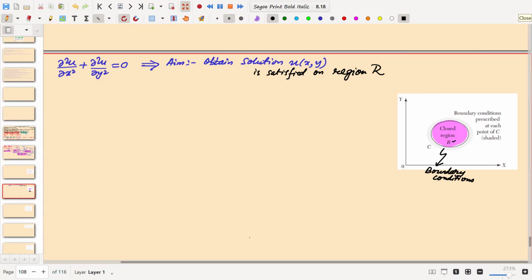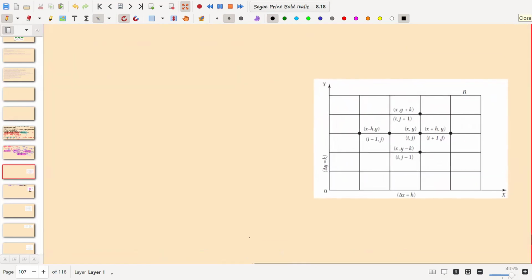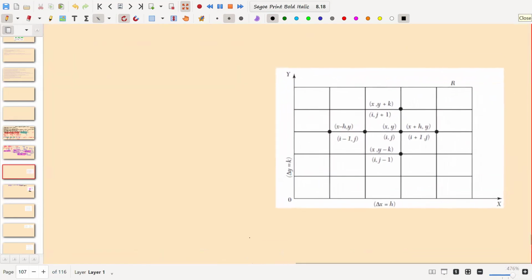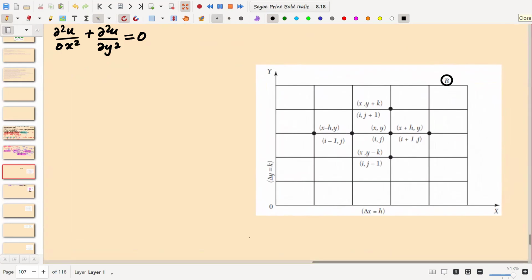So let us look into the Laplace equation. Consider a rectangular region R. Maybe it will be easy for you to understand. So this is the region R, the rectangular region, and we are trying to solve the Laplace equation here. So what is our job here?